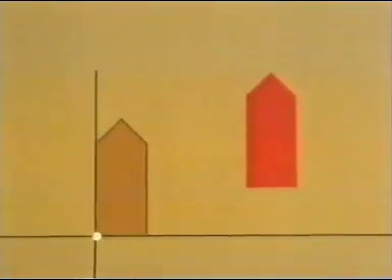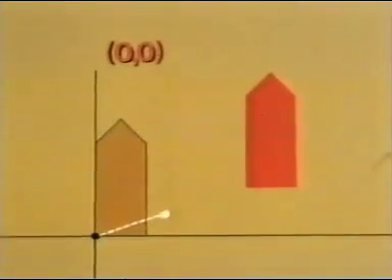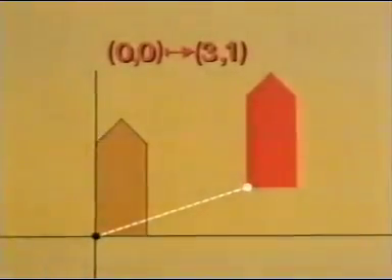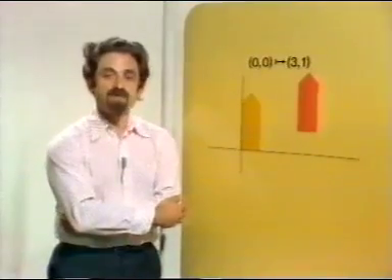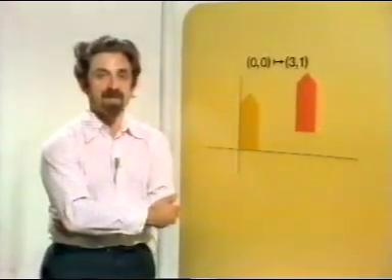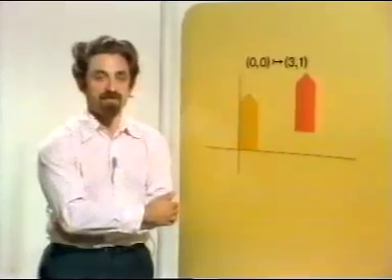But the easiest way to remember how far to move is to look at the origin. Along 3 and up 1, it becomes 3, 1. Once we know what happens to 0, 0 under the translation, we know everything that there is to know about this particular translation. But what would we do if we wanted to know what happened to a general point?